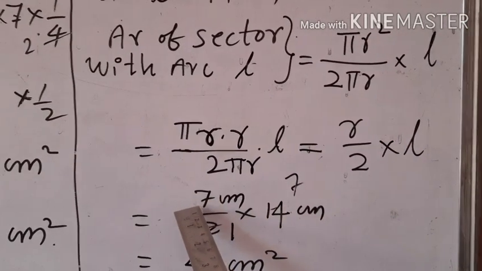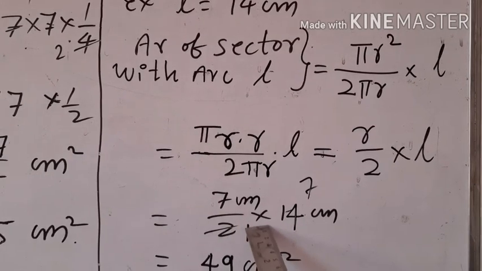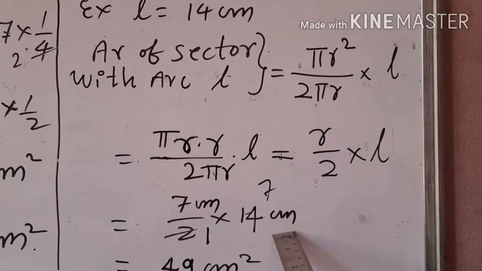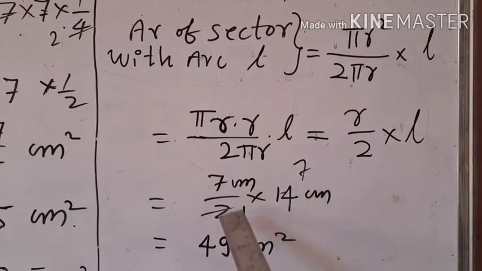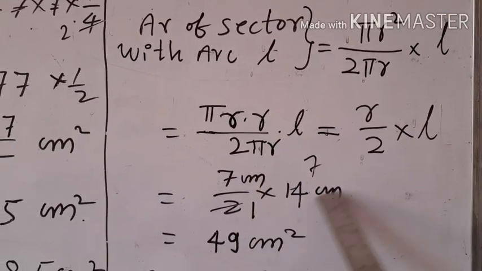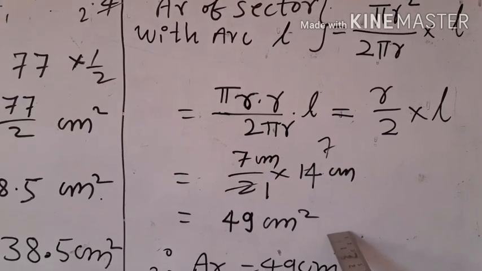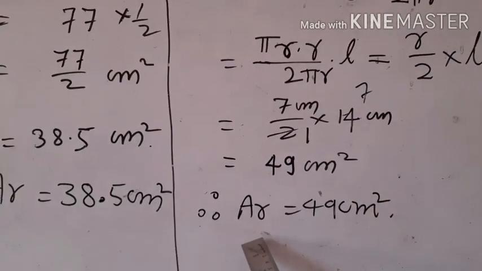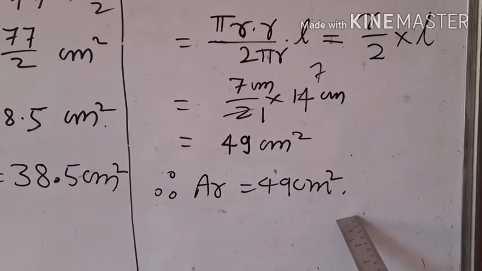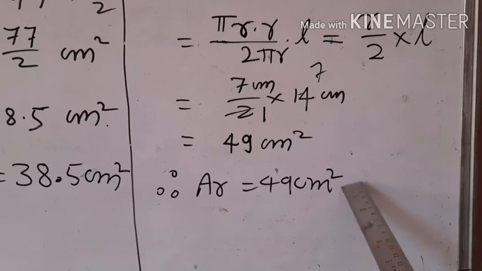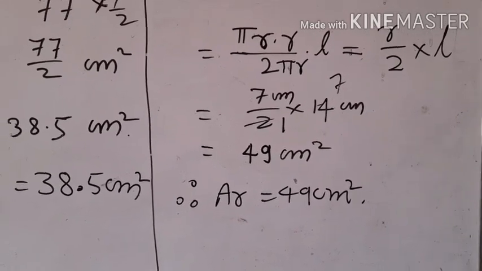Here, r is the radius of the sector, and this is divided by 2 into the arc length, 14 centimeter. Therefore, 7 by 2 into 14. Here 2 twos are, 2 sevens are, therefore 7 sevens are 49 centimeter square. Therefore, the area of the sector whose radius is 7 centimeter and length of the arc is 14 centimeter is 49 centimeter square.